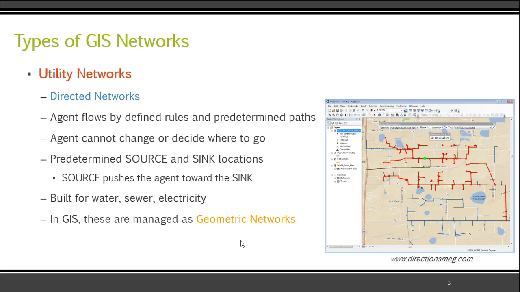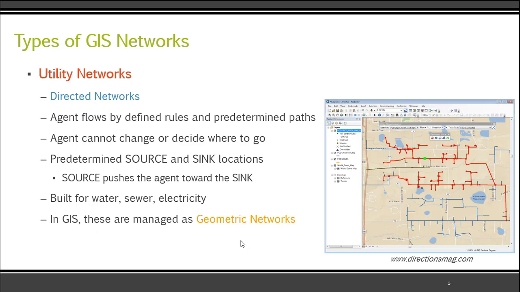There is a predetermined source and sink in these networks. The source is where the agent would come from, and the sink is where that agent is moving towards. So the direction within these types of networks is always from the source toward the sink.